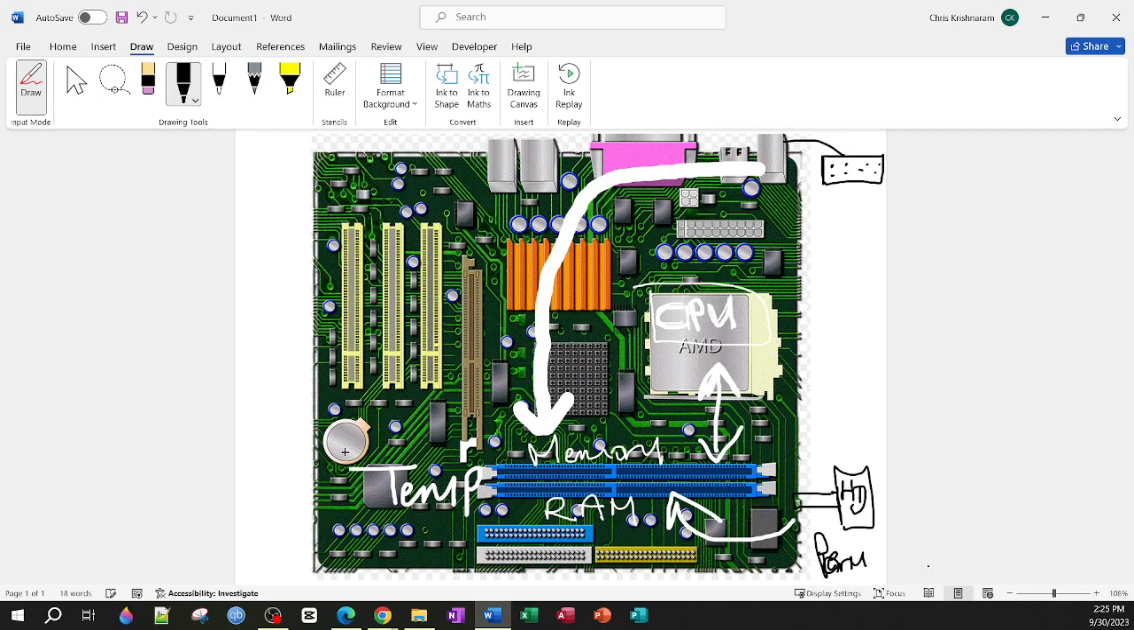Was that clear? Yeah, and where's the read-only memory?